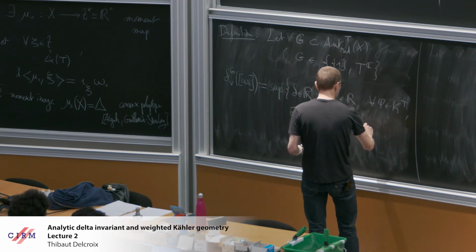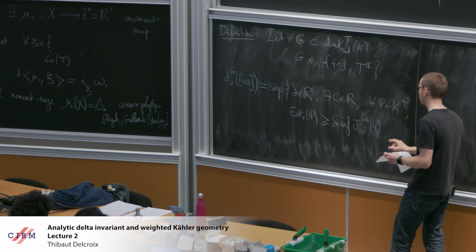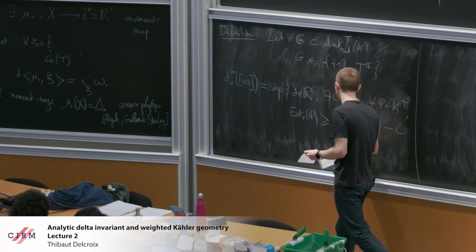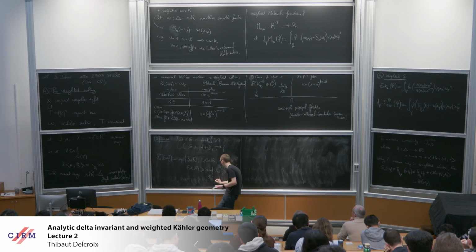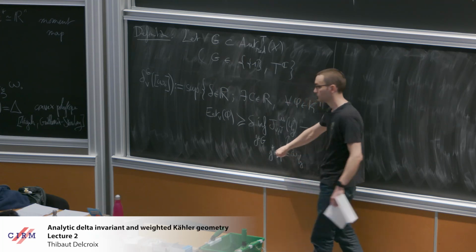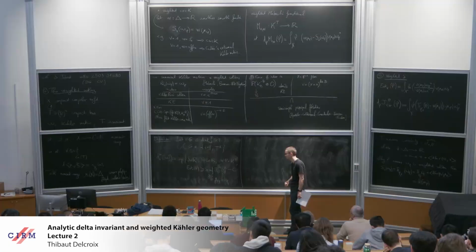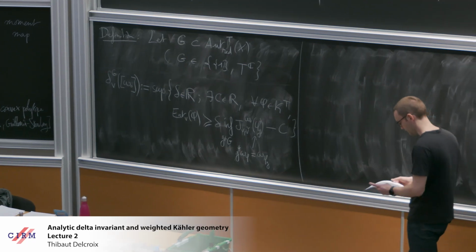Instead of plugging in directly the functional that measures the coercivity, I have to take the inf over an orbit of the group G. If G is trivial, that's nothing, it's just the same, but in general I have to do this, and this is such that the image of omega phi by G has scalar potential phi G. Okay, so for now it's just a definition.